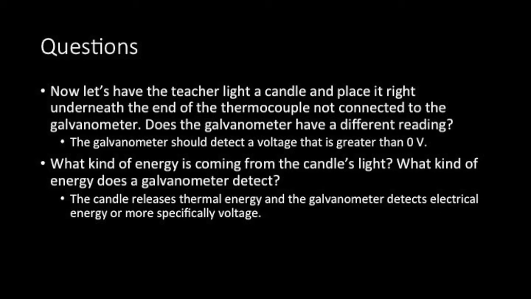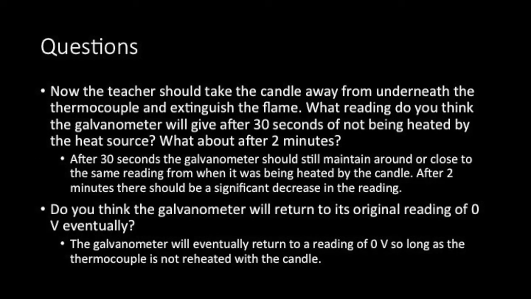What does the galvanometer read? Well, it should read a voltage greater than 0 volts. This is because we now have an energy source. Well, what is the energy source? The candle is releasing thermal energy, and the galvanometer detects the electrical energy, or more specifically, the voltage through the thermocouple. What would happen if we remove the candle?